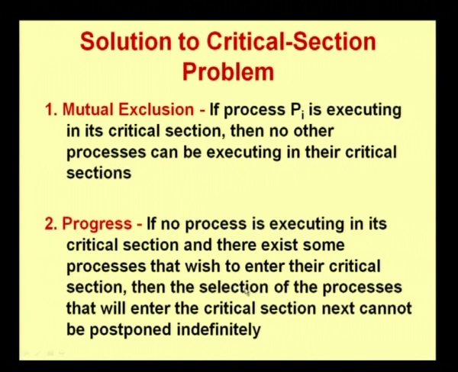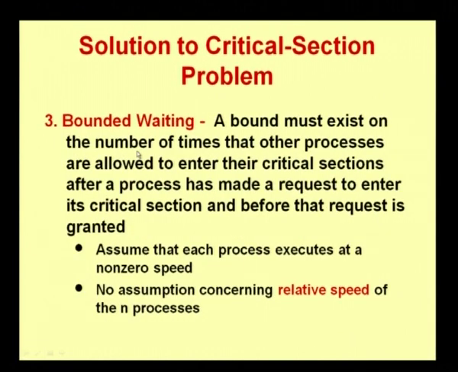The second one is based on the progress of the process. That is, if the section is fully free, the other processes waiting to enter the critical section cannot be put on an indefinite wait. It has to enter at one particular moment. The third one is bounded wait. If it goes in, it has to have a bounded value of time, and it has to be bounded with respect to the other processes too. So these are the three different solutions for the critical section problem.